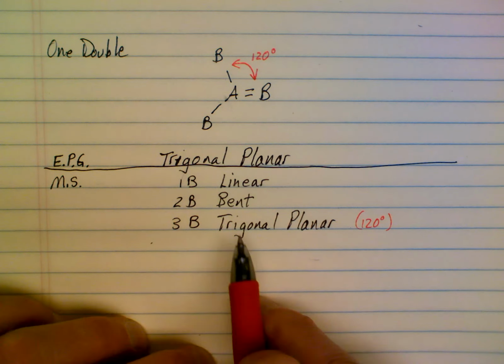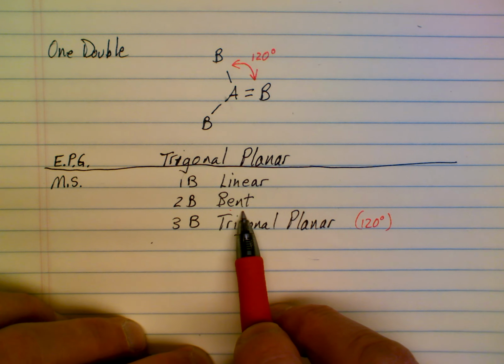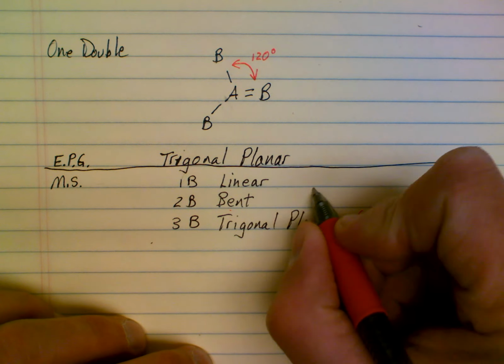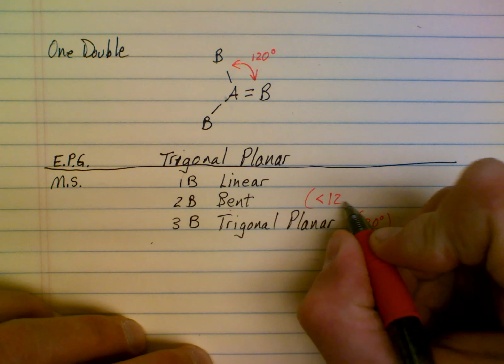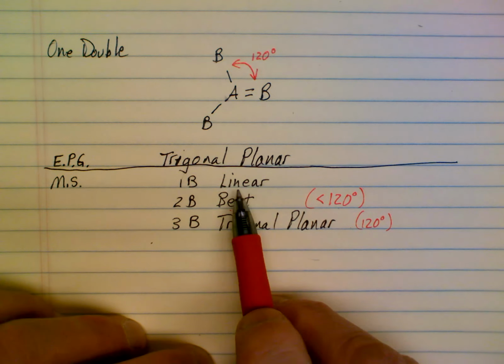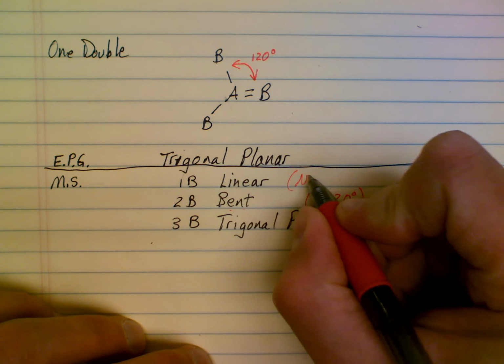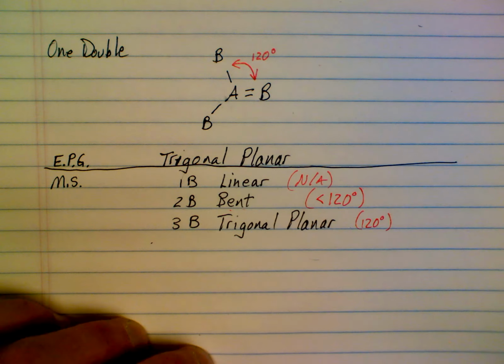And again, because with the bent configuration we only have two B atoms attached to that central atom, there's going to be an unshared pair. If there's an unshared pair, then that will cause the bond angle to be a little bit smaller. So this would be less than 120 degrees. And as before, when you only have two atoms, you don't have any bond angle at all. It's just not applicable here, just two atoms.